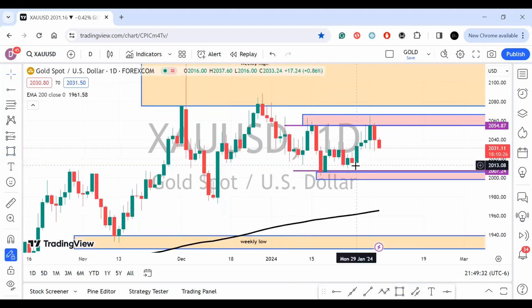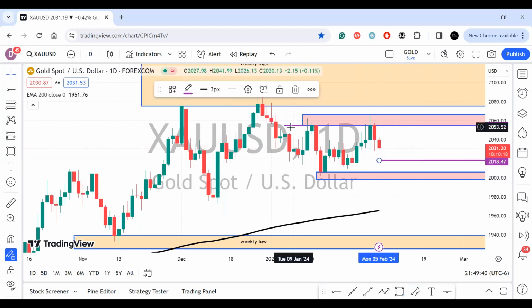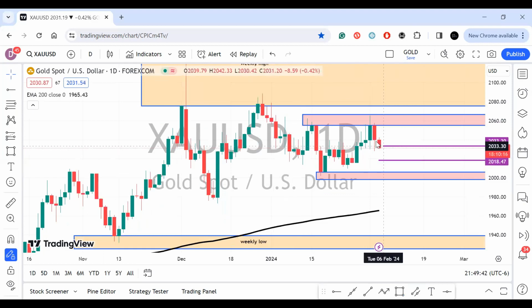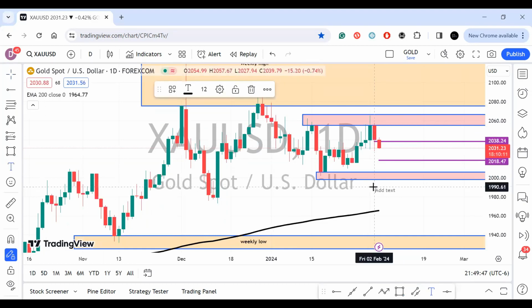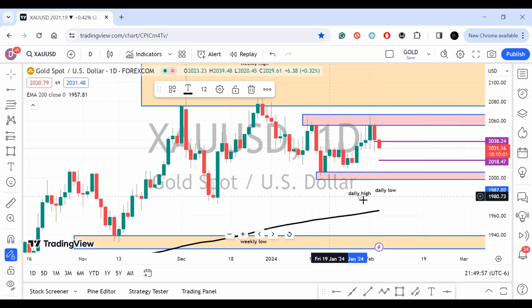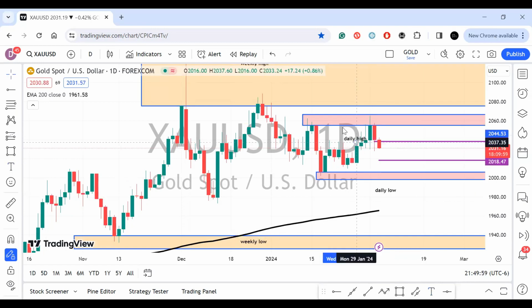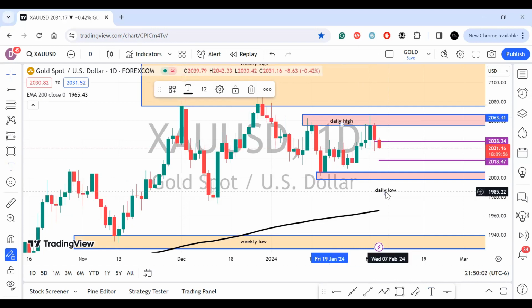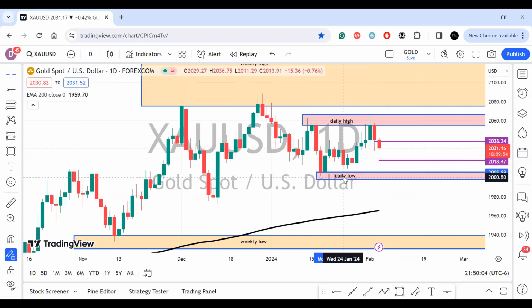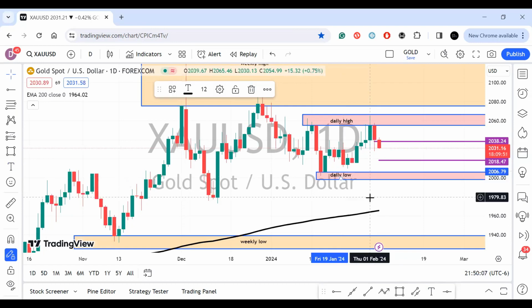So I see price coming down to retest our daily low for tomorrow, being February 5th. I kind of see price coming back to this daily low. So I'm going to label it daily low, daily high, daily high, yeah, and then right there will be daily low.